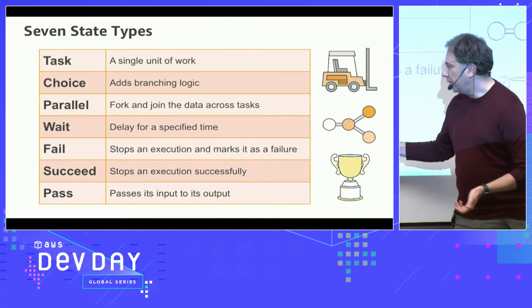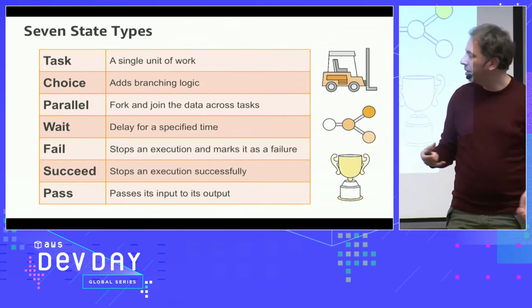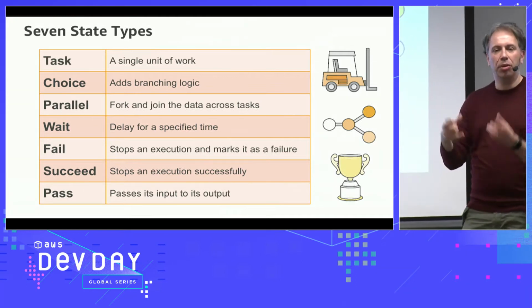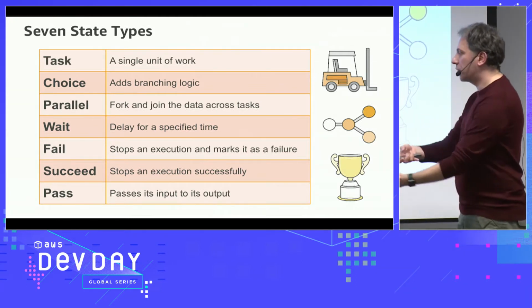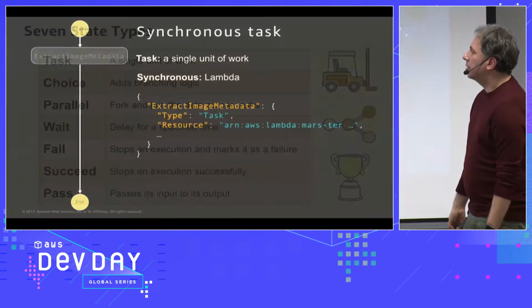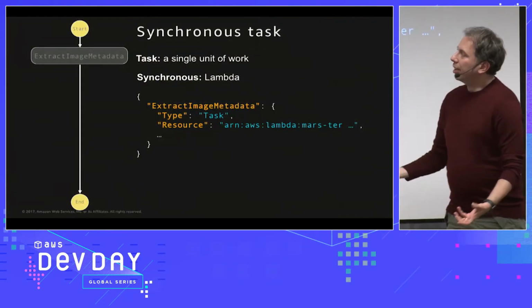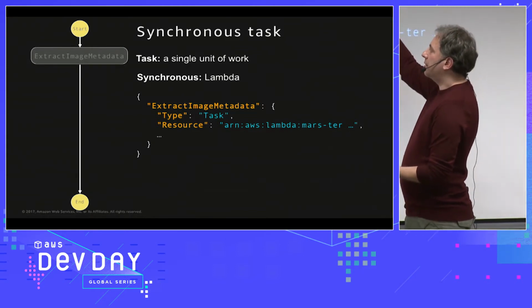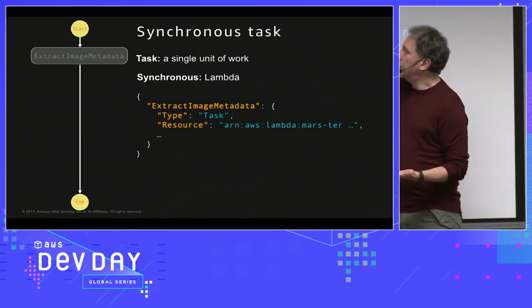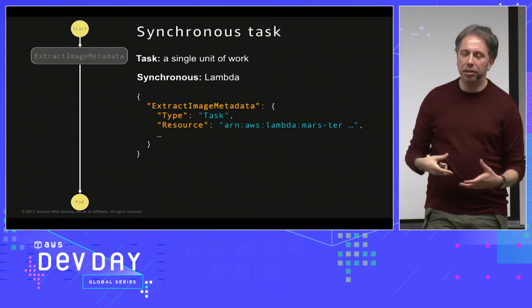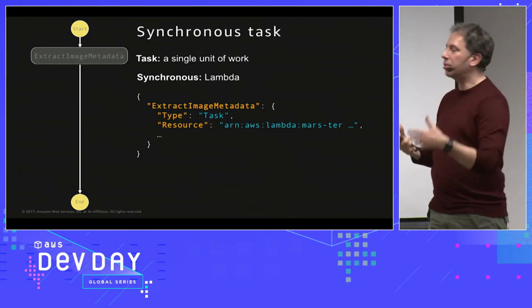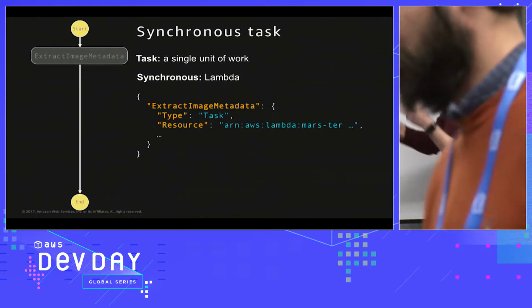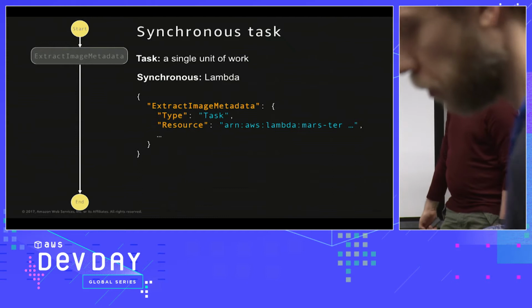And pass is a state that doesn't do much, but it can be used to manipulate the input and the output of the state. For example, add or extract information from the state and change the state for the next step. So when we execute a task, the task is probably the most important concept, the unit of work, we can have synchronous task, and this is when you use Lambda function. So this is, for example, I want to extract the metadata of the images using Rekognition, like we said today. I execute a Lambda function, this is a task, and this is my ARN that I can get from the Lambda console or from the CLI.